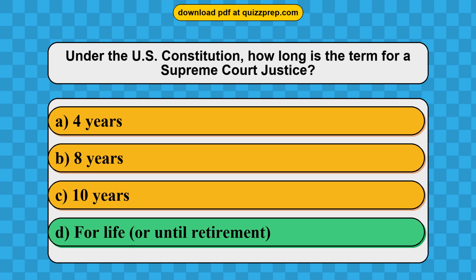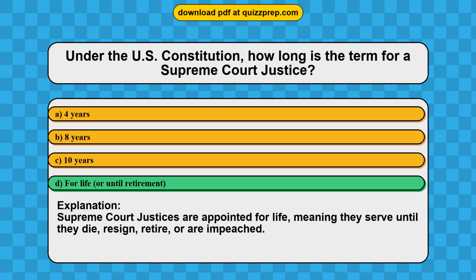The correct answer is option D, for life, or until retirement. Supreme Court justices are appointed for life, meaning they serve until they die, resign, retire, or are impeached.